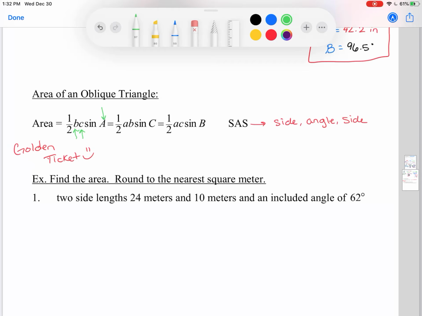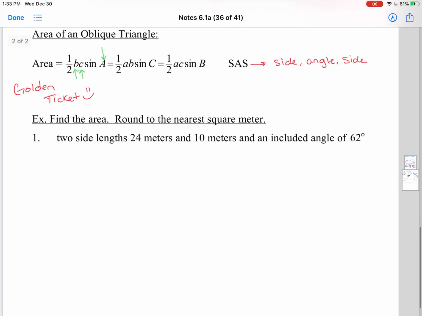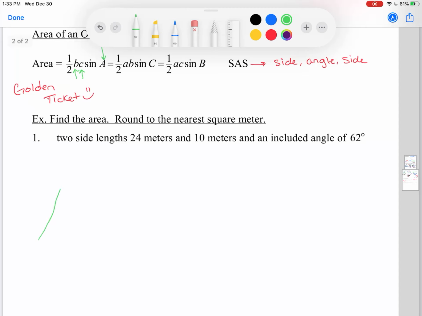We're still going to do the same steps that we started with up above. Read the question. It says round to the nearest square meter. We're finding the area, so we want meters squared. It says two side lengths, 24 meters and 10 meters, and an included angle of 62 degrees. Well, we know we're talking about triangles, so let's go ahead and build a triangle. I'll give myself more room here. I got triangle ABC.